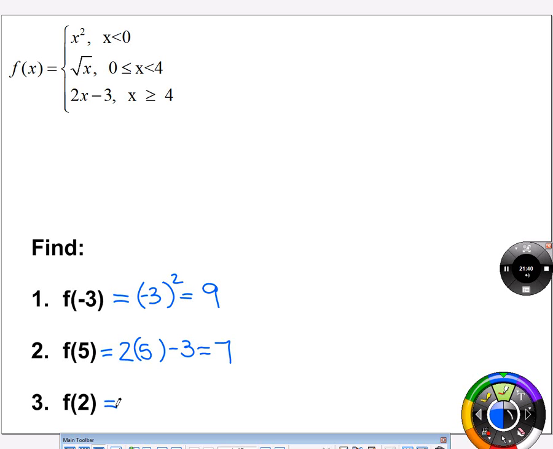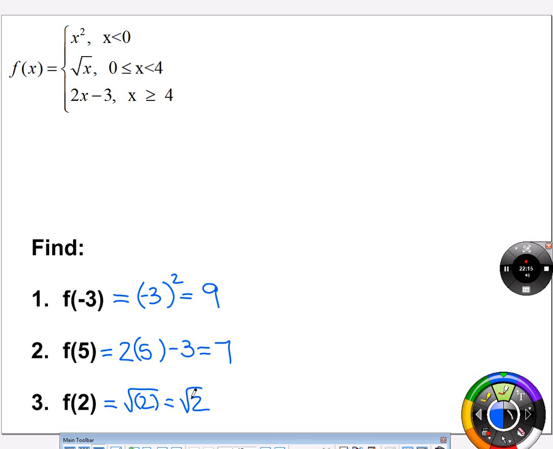All right, what about 2? Where does 2 get plugged in? Starting from the top, first, second, or third piece of the equation? Second, because as I look, is 2 greater than or equal to 4? No, then I can't plug it in the third piece. Is 2 less than 0? No, then I can't plug it in the first piece. But is 2 between 0 and 4? Yes, so I would plug it in the second piece. So again, I am not plugging it in everywhere. I'm only plugging it into the function that looks like this. So I would just get square root of 2.